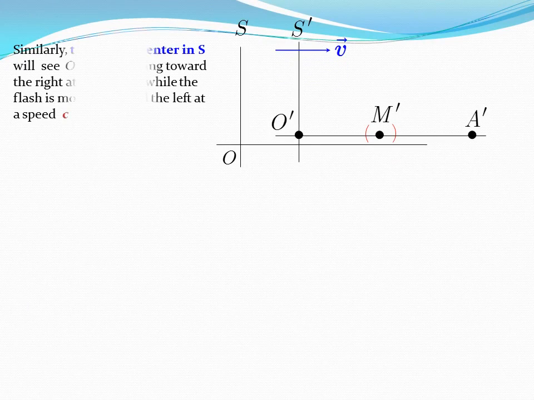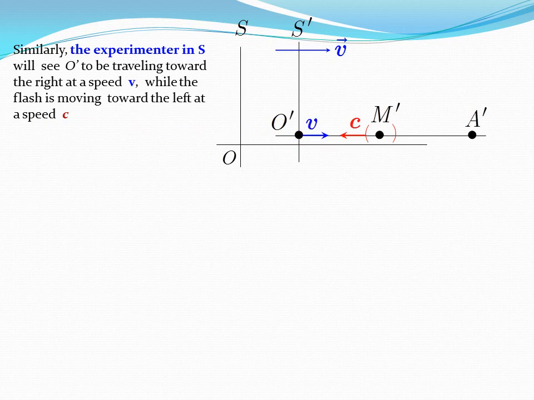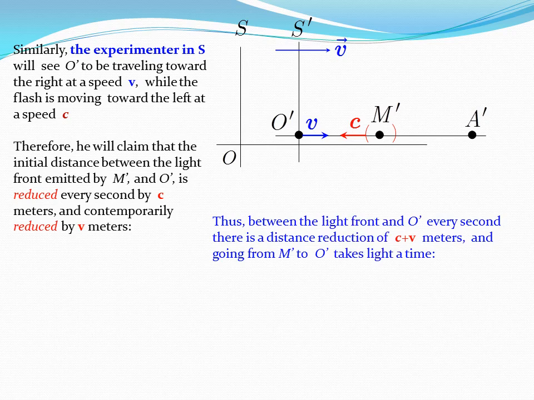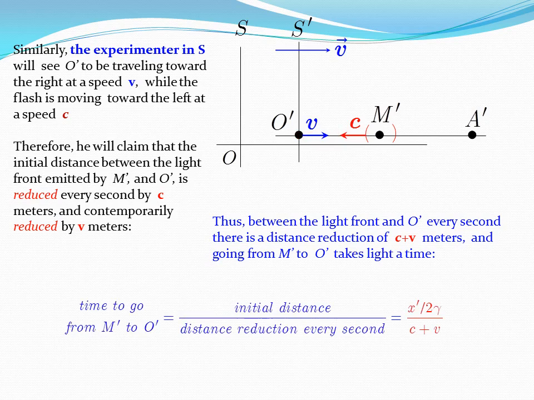Exactly in the same way, the experimenter in S will see O' to be traveling toward the right at a speed v, while the flash is moving at a speed c toward the left. Thus, he will claim that the initial distance between the light front emitted by M' and O' is reduced every second by c meters and contemporarily reduced every second by v meters. Thus, there is an overall reduction every second of the distance of c plus v meters. Thus, going from M' to O' takes light a time which is given by dividing the initial distance by the distance reduction every second, so x' over 2 gamma over c plus v.